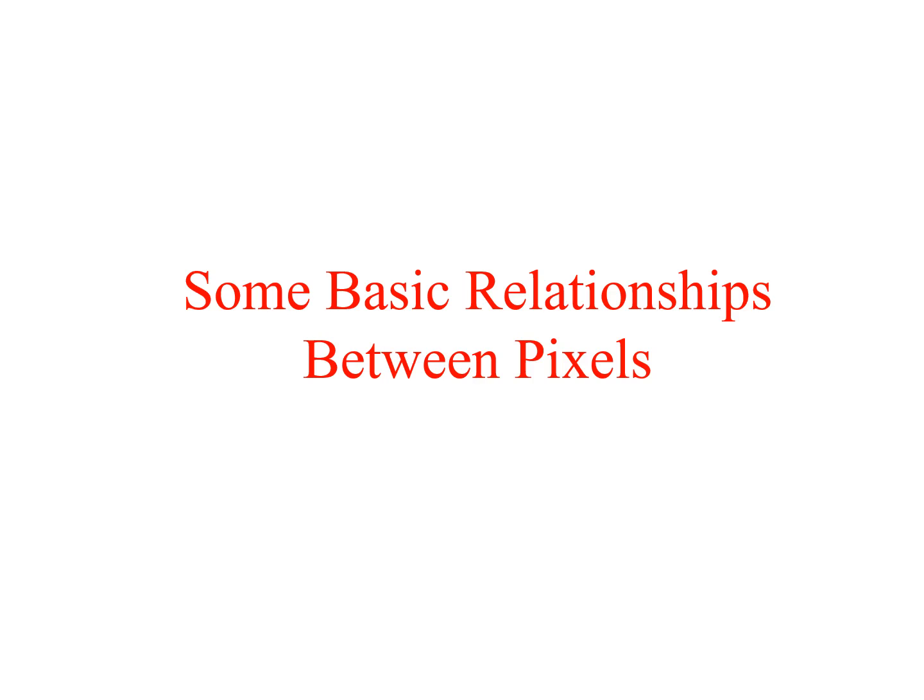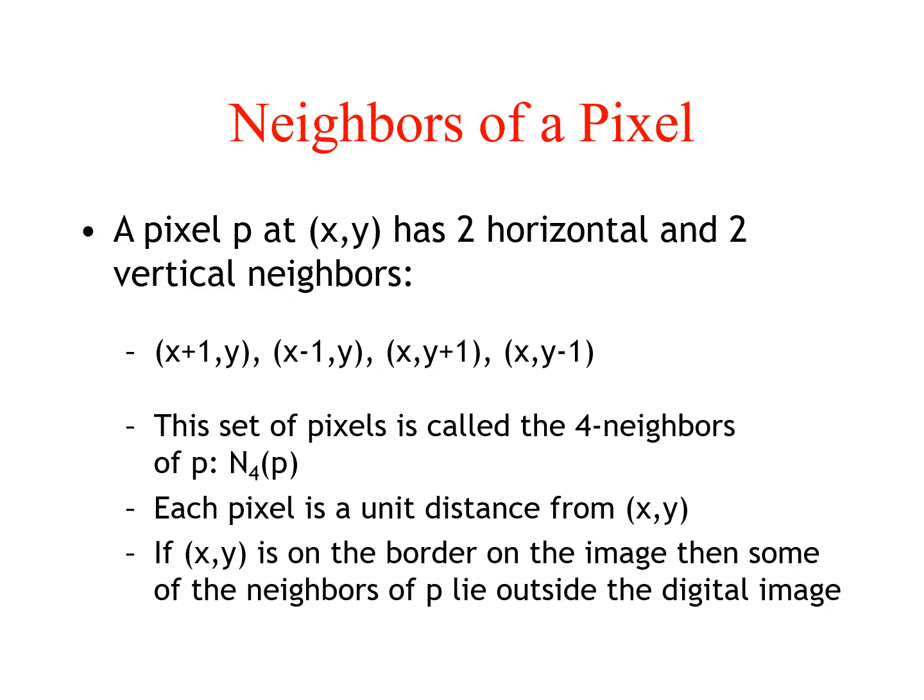So in this session, we will see some basic relationships between pixels. Neighbors of a pixel. Now when I say that if this is a pixel, for example, pixel P having coordinate values x comma y, this pixel P has two horizontal and two vertical neighbors. Yes or no? This is true?